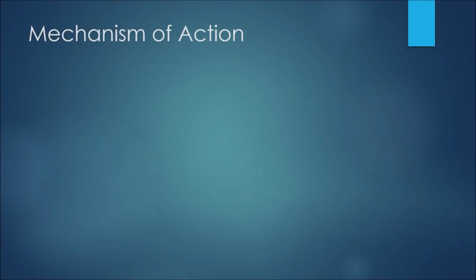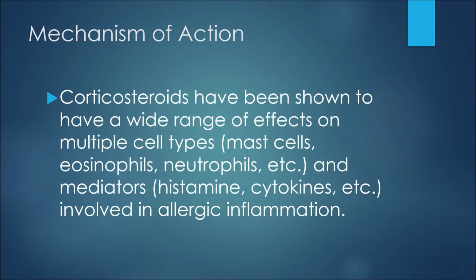So the first thing to discuss here would be the mechanism of action, or how this medication works. The main point to get across with this medication in terms of mechanism of action would be that corticosteroids have been shown to have a wide range of effects on multiple cell types, including mast cells, eosinophils and neutrophils, etc., and mediators, so histamine and cytokines, etc., involved in allergic inflammation.